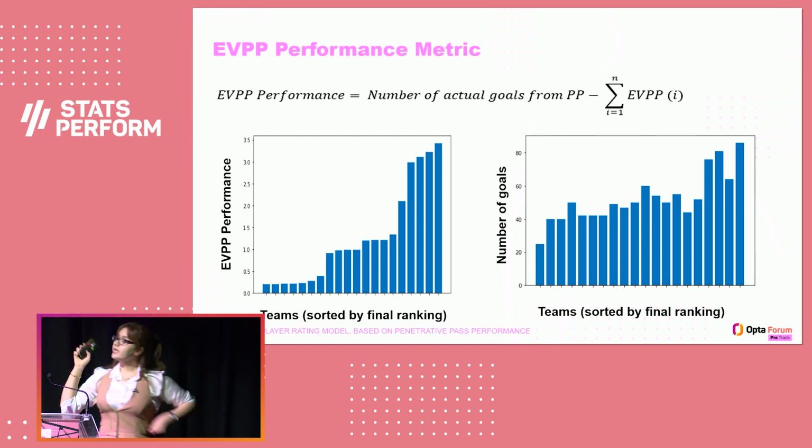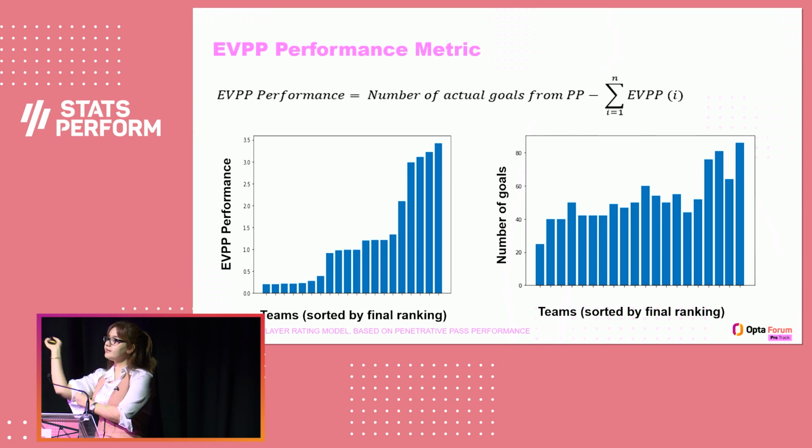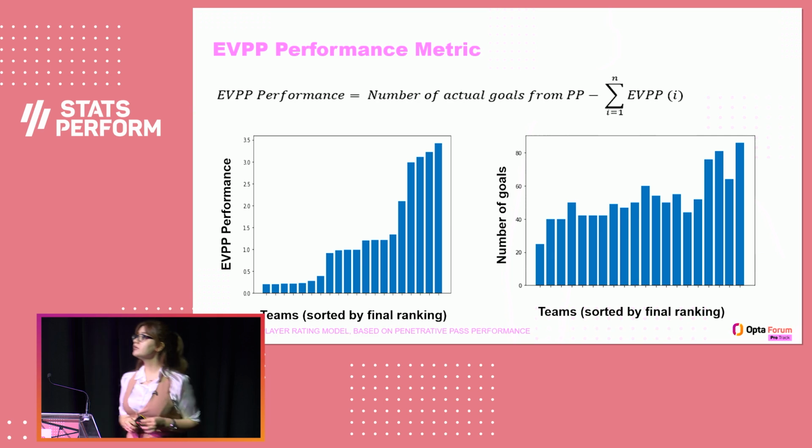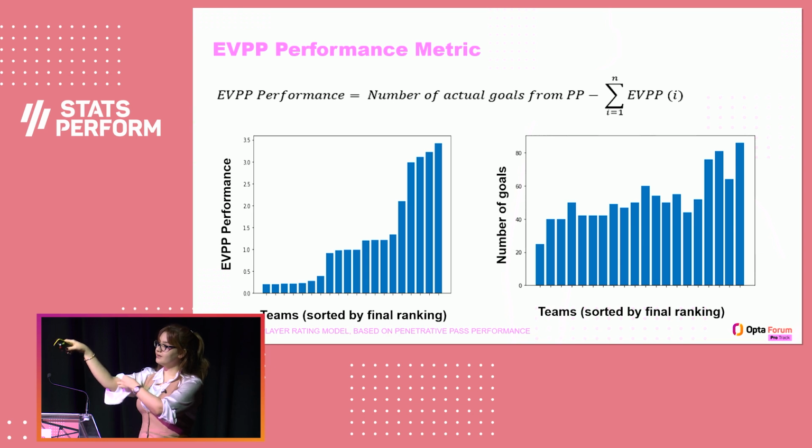You can see on the left side, in both figures, teams are sorted by the final ranking in the league. There were 21 teams in the data set. In the EVPP performance, which is the difference between expectation and the number of actual goals they scored, there is a very positive correlation with the final ranking. It means that EVPP performed very well, and it could sort the teams very exactly. You can see there are not any ups and downs. It is exactly an increasing, ascending trend.